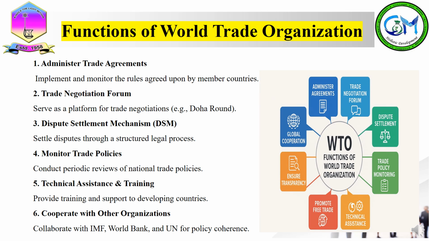In the World Trade Organization we have developing countries and developed countries, and underdeveloped countries are also there. If any developing or underdeveloped countries require technical assistance or training from the developed countries, that can be done through the World Trade Organization, which acts as a mediator. So through that they will provide the training and support to the developing countries. Cooperate with other organizations: collaborate with the IMF, World Bank and United Nations for policy coherence.